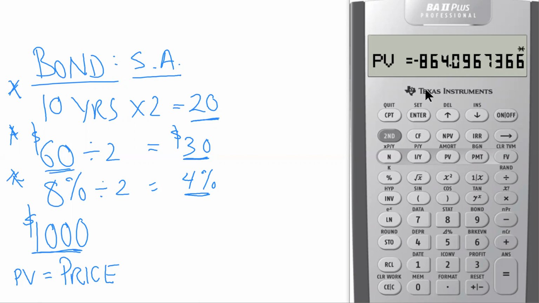It tells us that the price of this bond, or the present value of the cash flows, it writes down negative $864.09. This negative sign here, you can ignore this. This is just your calculator telling you inflows and outflows. You have to pay $864.09 to buy this bond. That's what it's telling us.